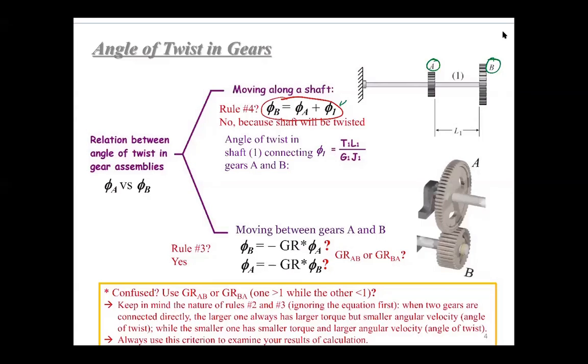And the angle of twist in shaft 1, this phi 1, can be determined from T1 L1 over G1 J1. The T1 is the internal torque that you need to determine from the free body diagram.